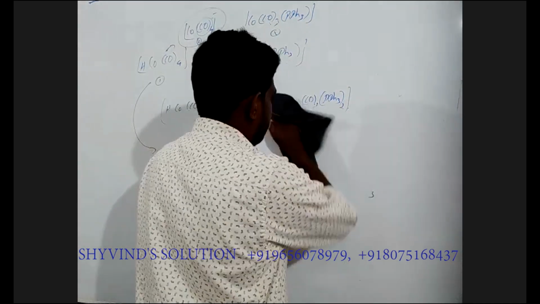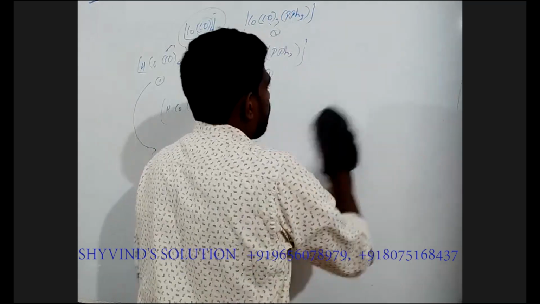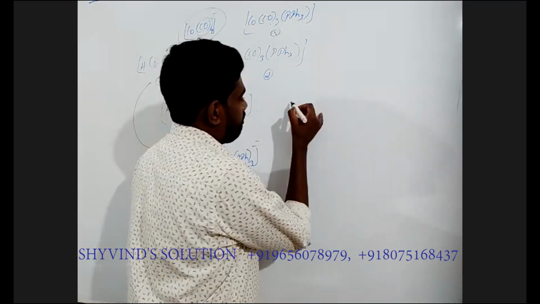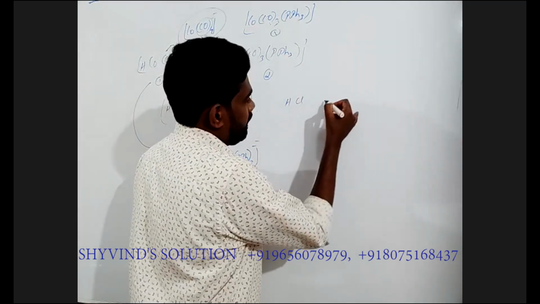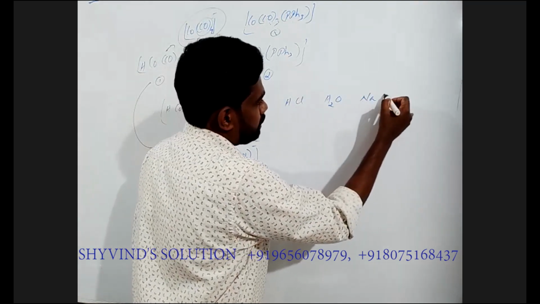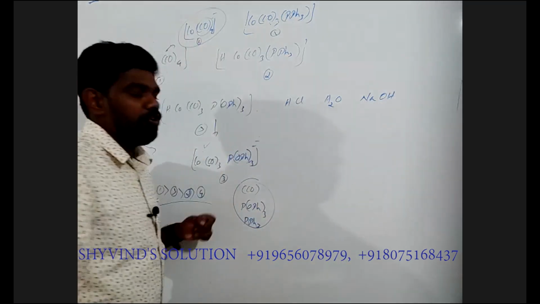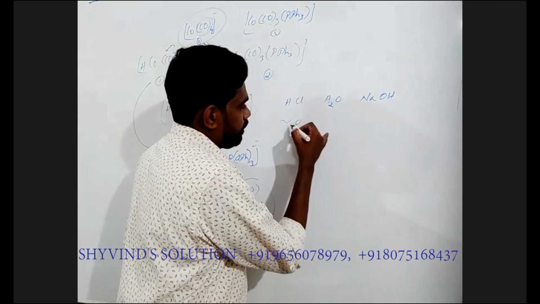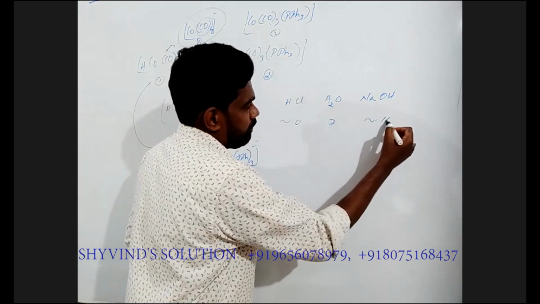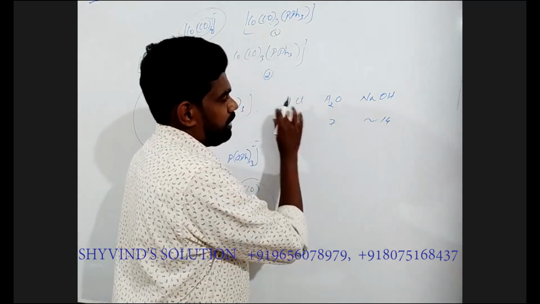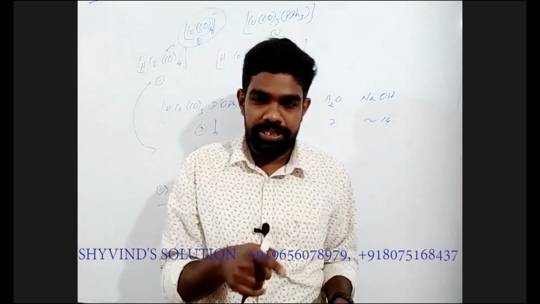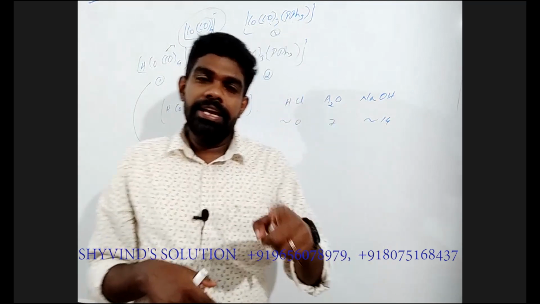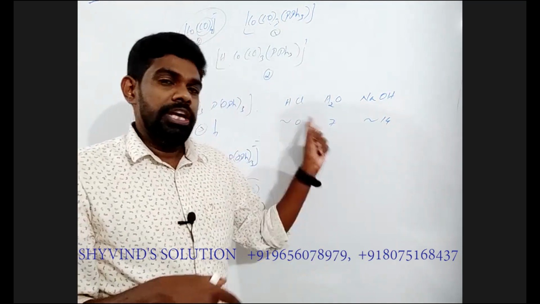So let's discuss how acidity is related to pH. Suppose we have HCl, H2O, and NaOH. What is the value of pH here? We know it's nearly 0, it is 7, it's nearly 14. So if the acidity increases, pH value decreases. That means the acidity and pH are inversely proportional. Similarly, acidity and pK is also inversely proportional.